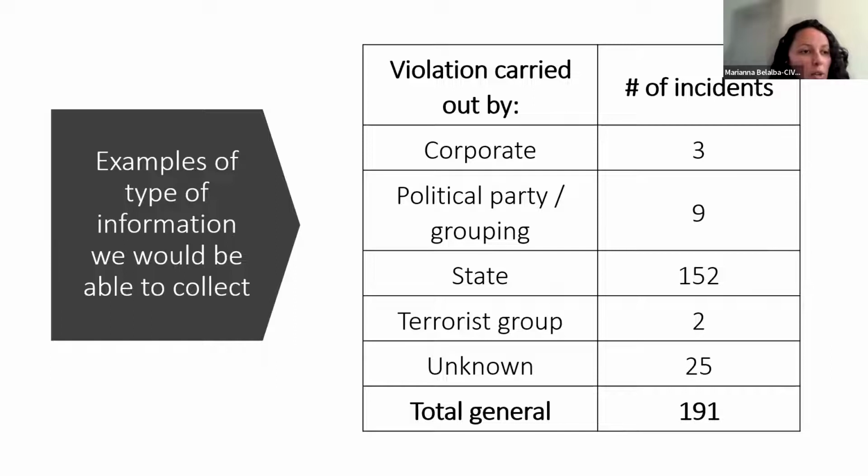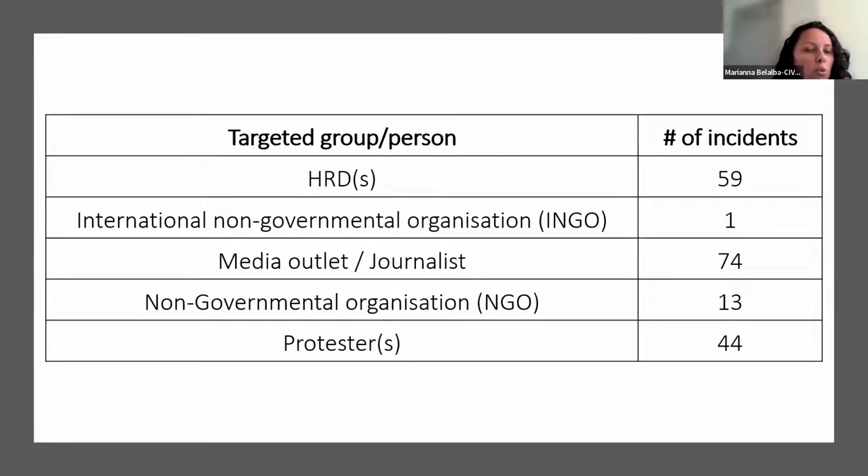So as you can see here, in the majority, at least in this very small sample, March 2021, the state was the most common perpetrator when it comes to civic space violations. And you can see also political parties, or we don't know, which is also sometimes the case, or corporations. So you are able to actually see a bit more who is doing what, and we will be able to disaggregate this data by region. We're also going to be able to see who is more commonly targeted, right? Are there human rights defenders, or is it the media and journalists, or are protesters the ones who are usually most commonly affected by these restrictions?